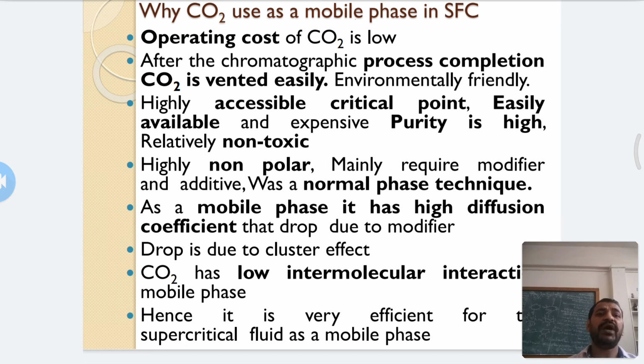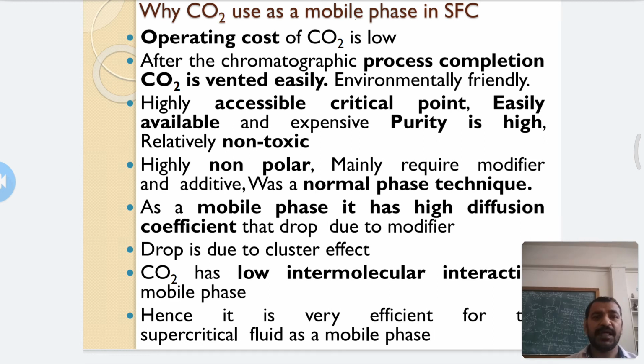It mainly requires a modifier or additives, and it is a normal phase technique. So why do we use additives and add another mobile phase? Because its polarity is very low, it is non-polar. So CO2 acts as a non-polar, and when we separate a polar compound, we need to increase the polarity of the mobile phase. That's why we add additives.